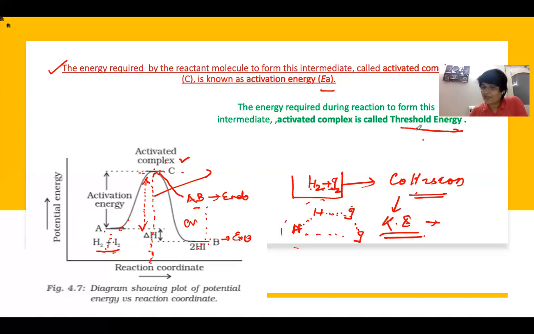What is the basic difference between threshold and activation? Threshold is the criteria for completion of the activated complex state. Activation energy is the energy required by reactant molecules to attain this activated complex state.